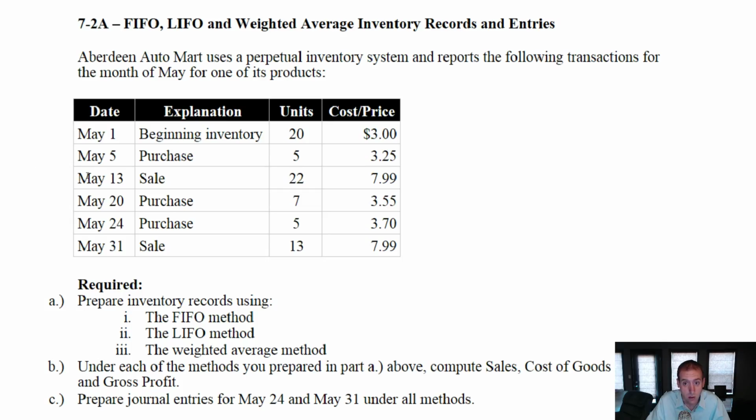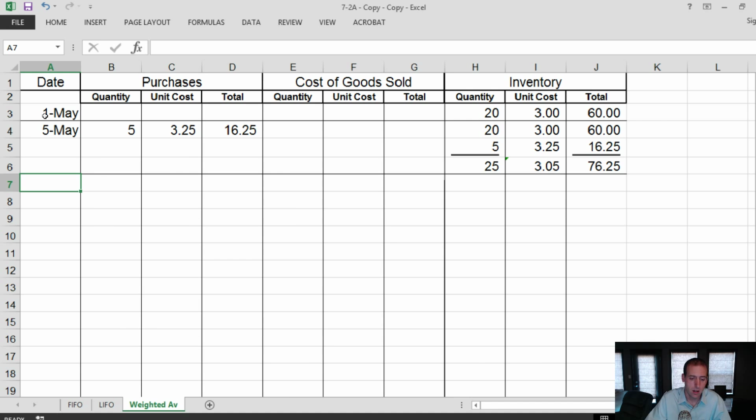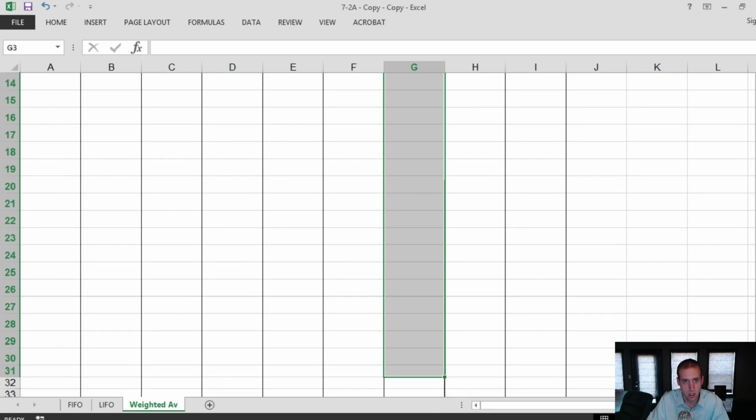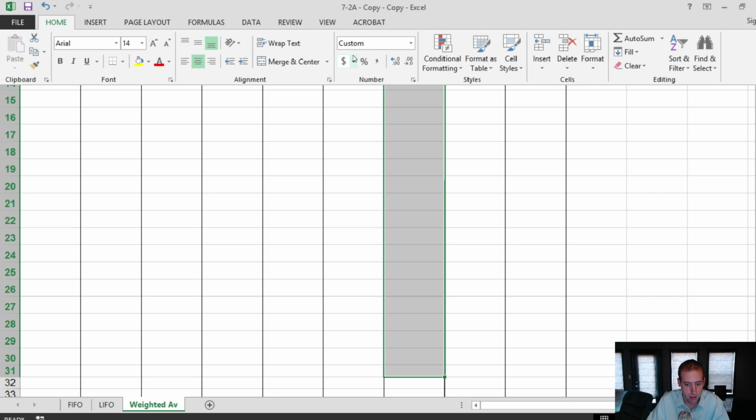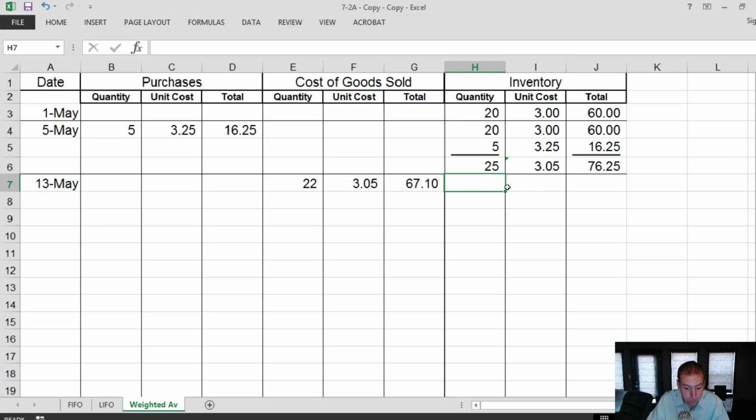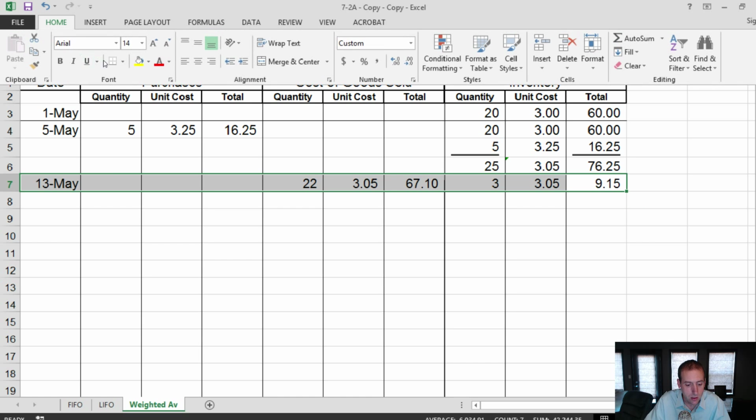We make a sale. We sell 22 units. Okay, so on May, I always forget to check the date, May 13th. We sold how many units? We sold 22 units. What was the average cost? 3.05. 22 times 3.05 is $67. Oh, I bet you there's some change here, so let's make sure we're rounding properly. I want to go to the penny. 67.10. Leaving us 3 units at 3.05, and 3 times 3.05 is 9.15. I can already tell you that. Okay, so there is May 13th.